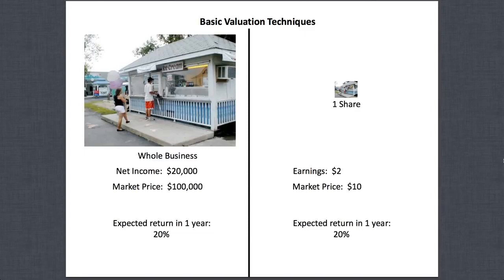So the point that I want you to take away from this slide is that a lot of people think that buying one share is different than buying the entire business. And that is just absolutely false. Every time you look at just one share, you need to look at it as if you were valuing the entire business, like you're going to buy the entire thing. So if you buy one share of Apple, you might as well be buying the entire thing, because all the numbers are proportional. That's something that you absolutely have to understand.